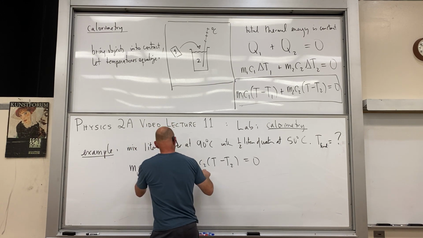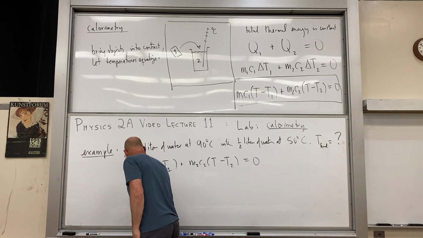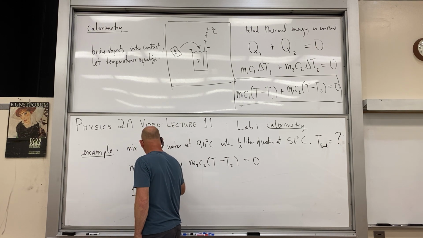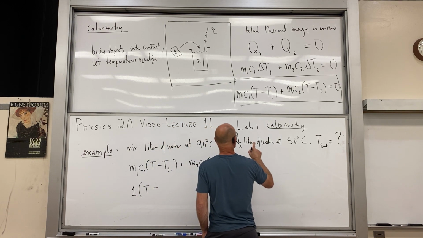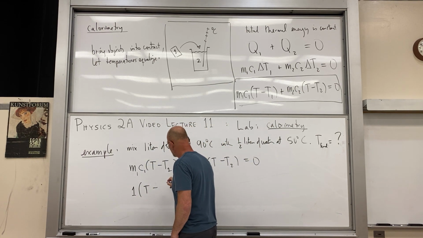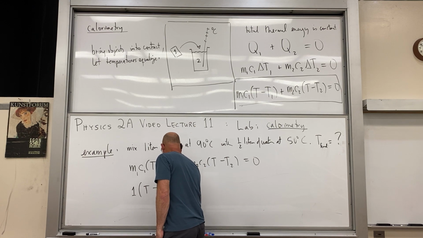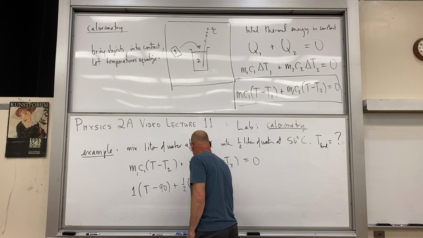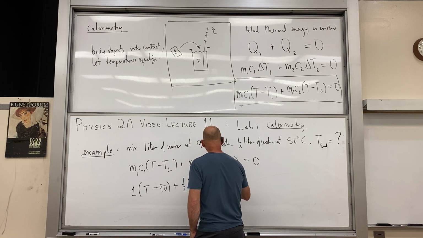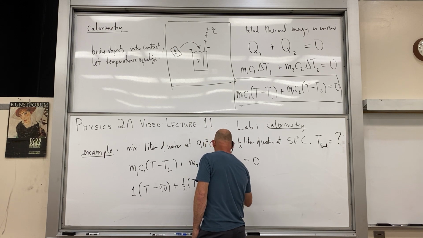numbers. So we're going to cancel C1 and C2. We're going to have 1, and then T minus T1, it will be T minus 90 plus 1/2, this was common, T minus 50 equals 0.